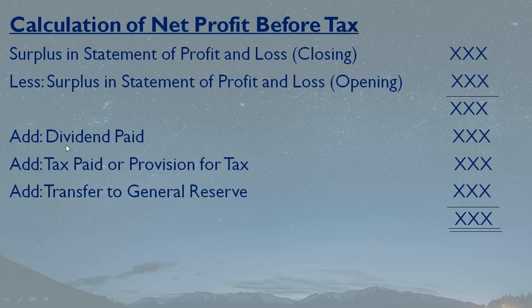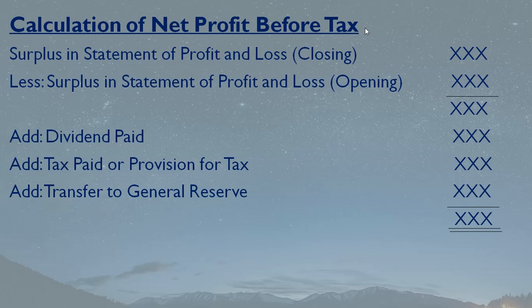Now in which dividend paid will be added. Okay, tax paid or provision for tax will be added. Okay, and transfer to general reserve or simply reserve will also be added here. Okay, and ultimately we will have the net profit before tax. Now you may ask me why the dividend paid or the tax paid or the transfer to general reserve is added back here. Because dividend is a part of profit, right? So dividend being a part of profit should be added to it. Okay, and as the name says, that is NPBT, that is net profit before tax, so the tax should be added back, because we are calculating the net amount of profit before paying the tax.